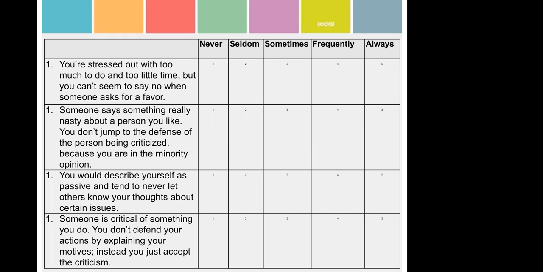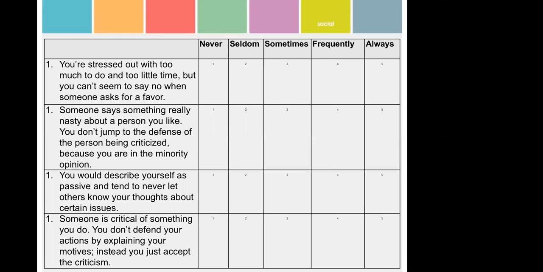All right, someone says something really nasty about a person you like. You don't jump to the defense of the person being criticized because you are in the minority opinion. So let's say a group of your friends really just doesn't like this person, and you kind of do like this person, but because all of your friends are saying they don't like her, you just kind of don't jump in there.